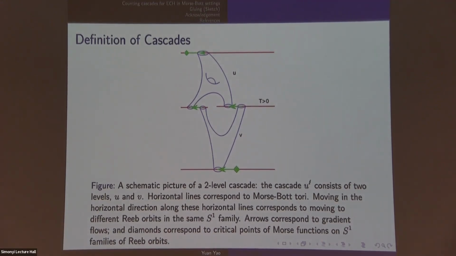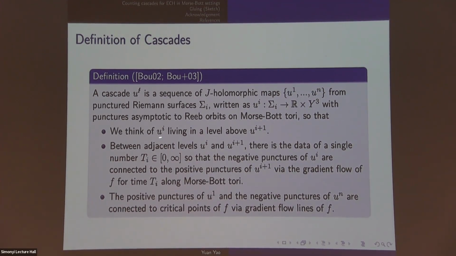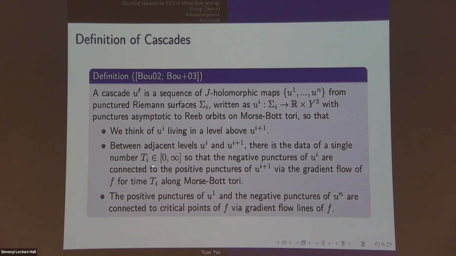So in general, the definition is more involved, but it's essentially just more levels. Between each level, you think of u_i living above u_{i+1}, and between adjacent levels there's a number between 0 and infinity inclusive, so that you follow this gradient flow for this amount of time, and then you reach the end of the other holomorphic curve above. And the positive punctures of the top level and the negative punctures of the bottom level are connected to the critical points of F via gradient flows of F.